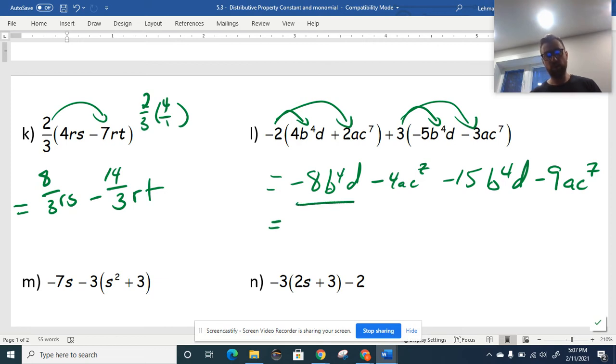So when we're grouping like terms, we've got a line and a line and a squiggle and a squiggle. So I'm organizing these. You could use colors, you could use a shape, you could use circles, you could do it in your head, totally up to you, but I think it's a good thing to do something to organize your like terms. These are like terms because you've got a b^4d and a b^4d. So they match up perfectly. Negative 8 minus 15, we end up with negative 23b^4d. Negative 4 minus 9, negative 13ac^7.